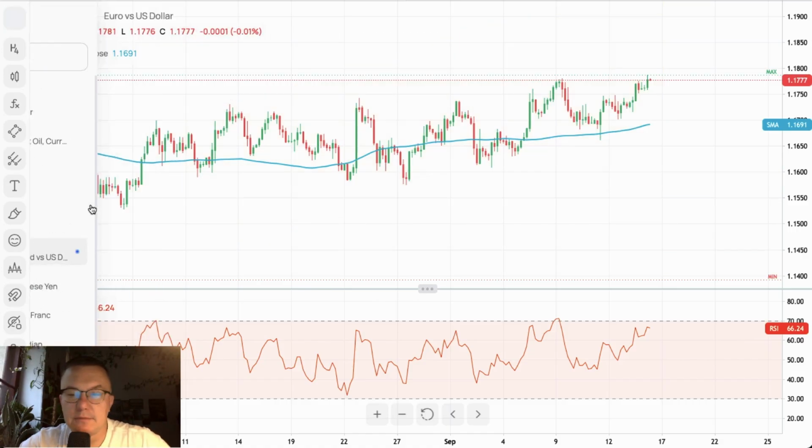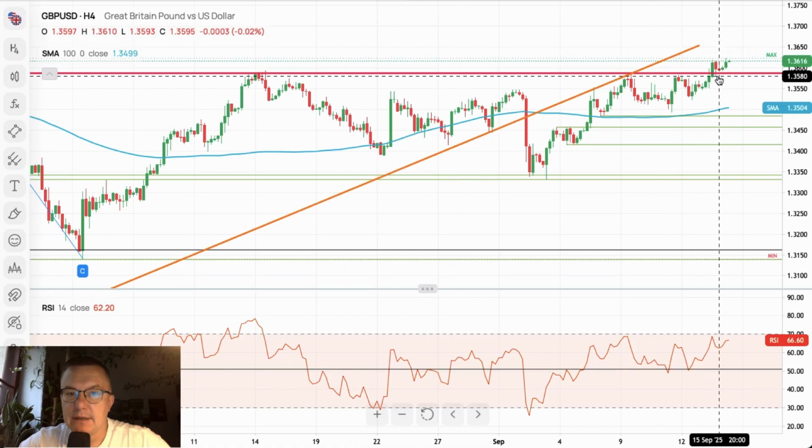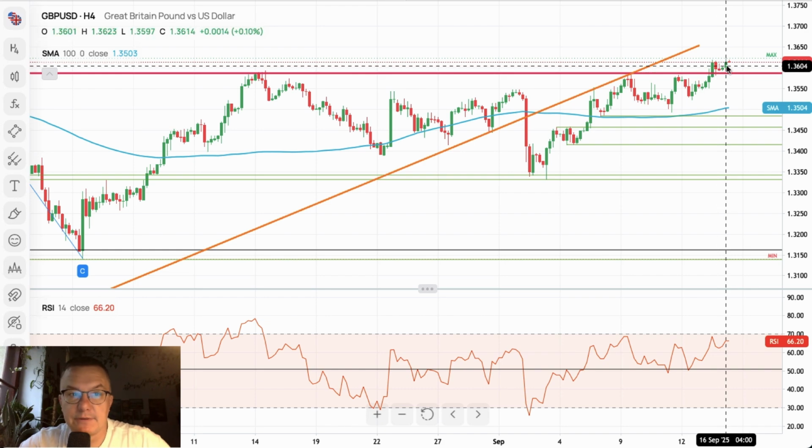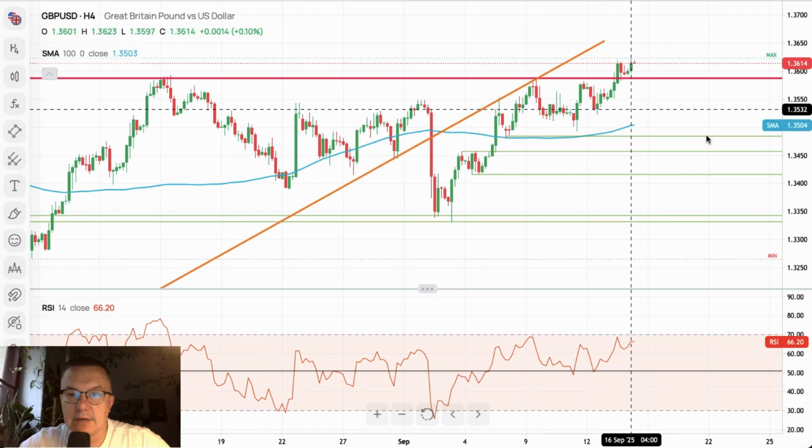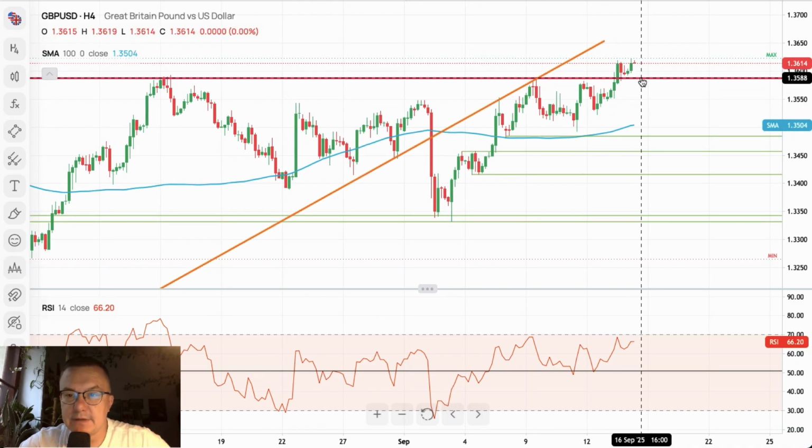How about the British pound? Ahead of the data, it broke above the key technical resistance. It was the wave B high as well. The local high was made at 1.3623, and the market keeps trying to move higher. This level here will now be the technical support.